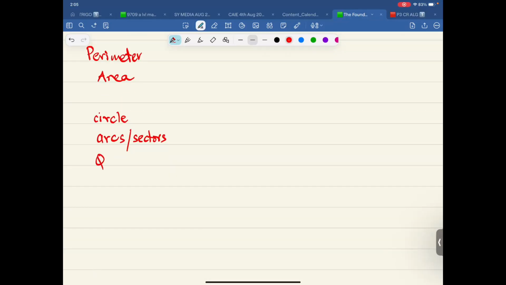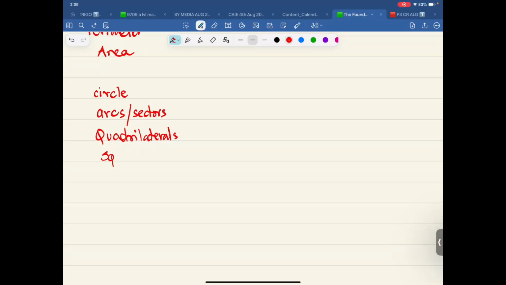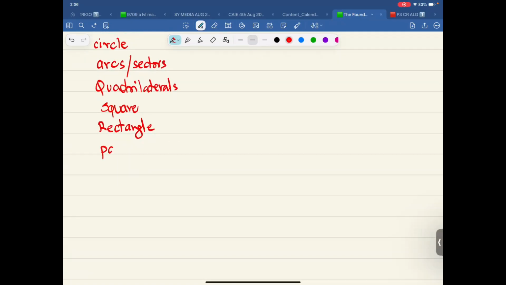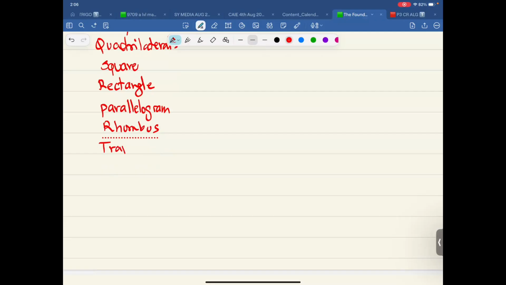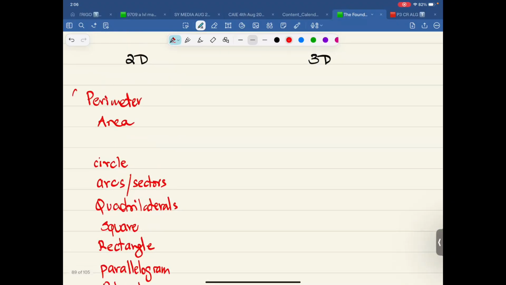We could be talking about different kinds of quadrilaterals. It could be a square. It could be a rectangle. It could be a parallelogram. It could be a rhombus. It could be a trapezium. It could be a kite. And technically, we are talking about perimeter and area of all these figures.